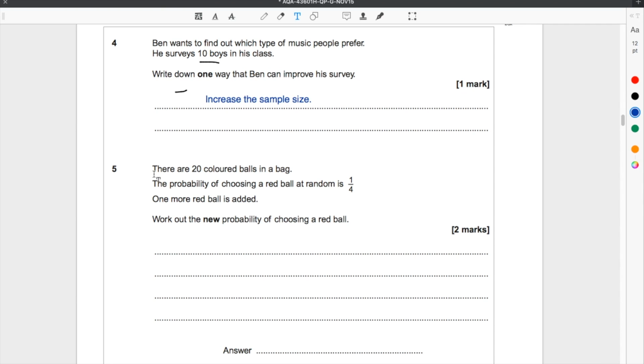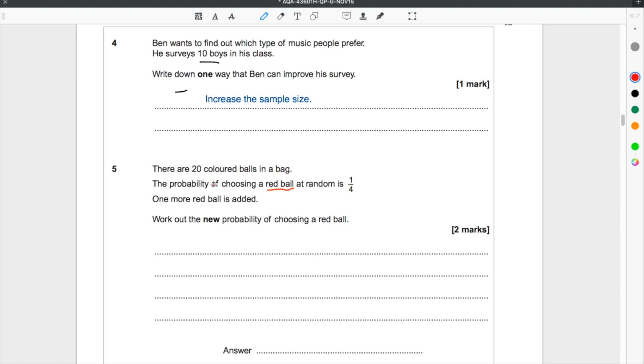Question 5 now. There are 20 coloured balls in a bag. The probability of choosing a red ball at random is 1/4, and one more red ball is added. Write out the new probability of choosing a red ball.